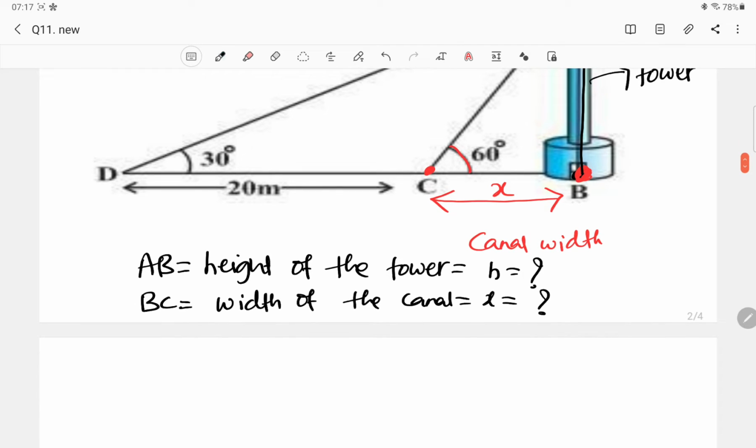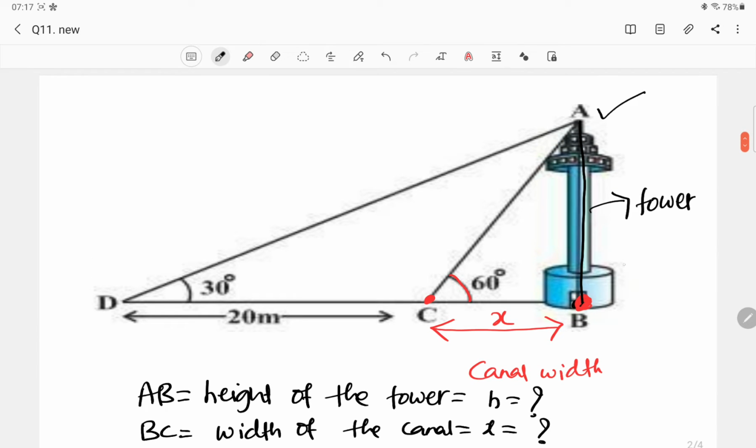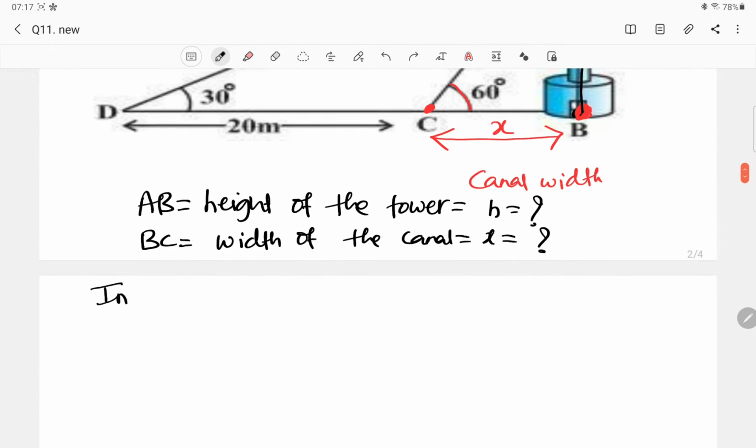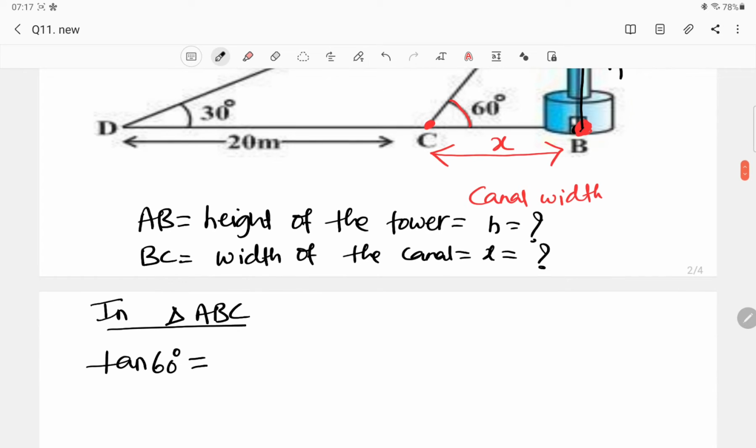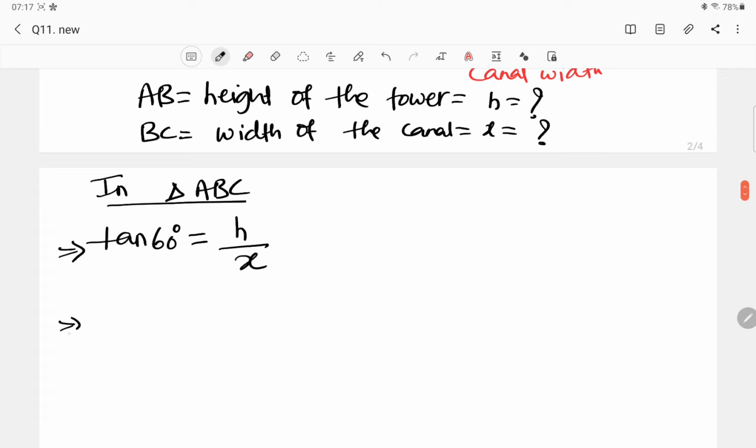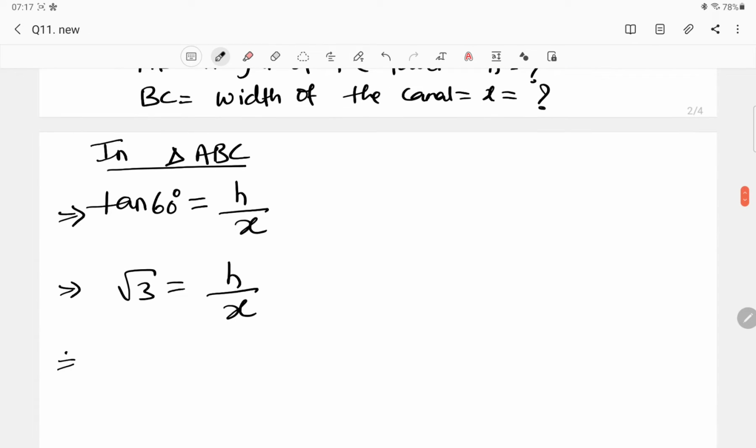Okay, let us try to apply some of the ratios here. Now, can you observe this triangle ABC? In triangle ABC, if you apply tan 60 degree, tan 60 degree is equal to, the height of the tower is h, so it becomes h divided by x. Correct? So tan 60 is root 3. Root 3 is equal to h divided by x, and the value of h becomes h is equal to root 3 into x. Let me call it equation number 1.